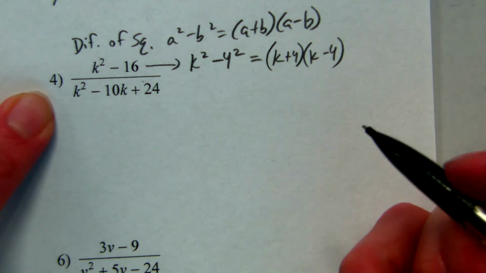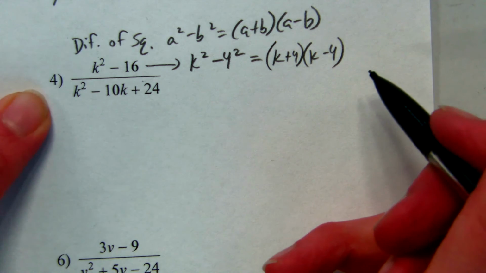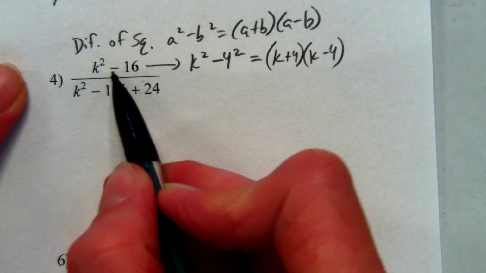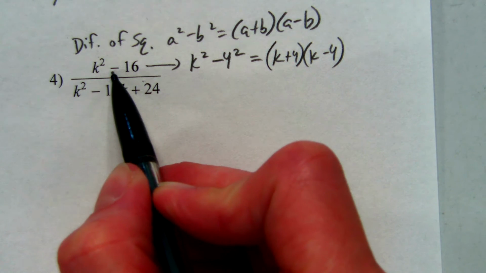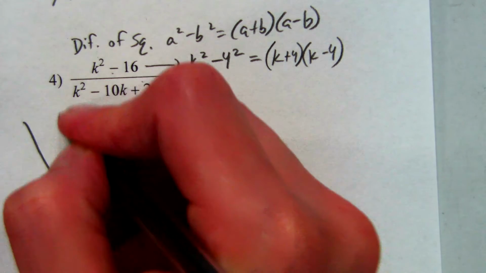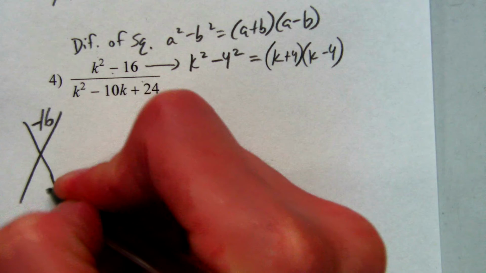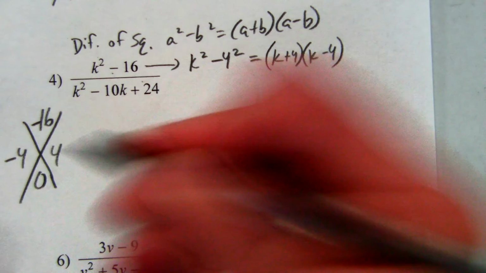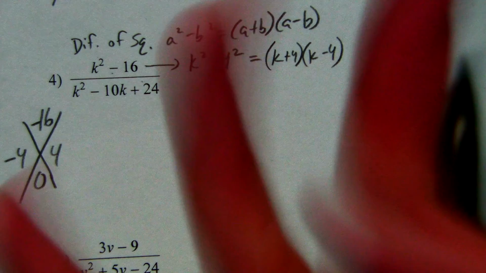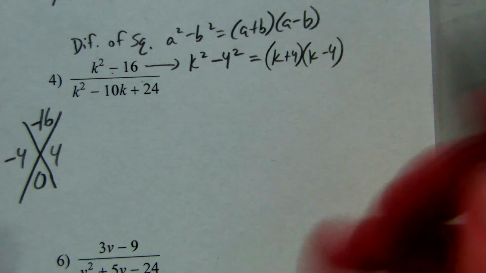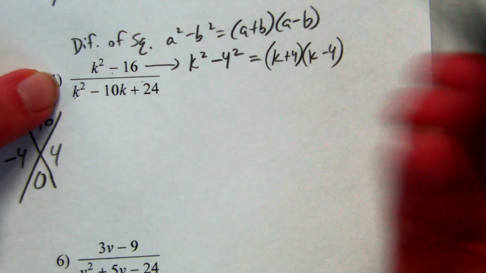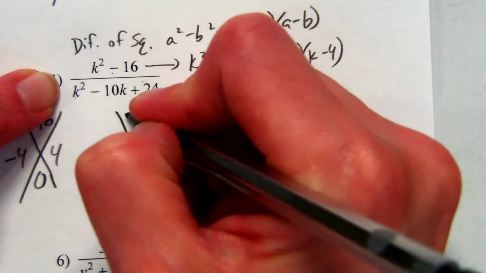Now, if that doesn't work for you and you can't remember that, you can also say the middle term is 0, and use the x method: it multiplies to make negative 16 and adds to make 0. 4 and negative 4. And you would still come up with negative 4 and positive 4. So you can think of it either way. Both work.